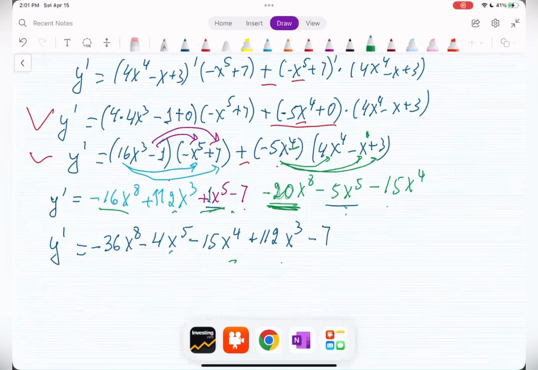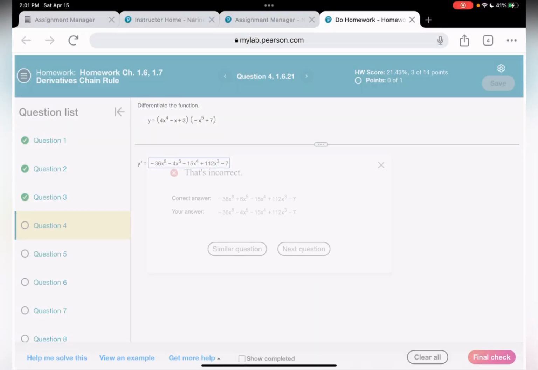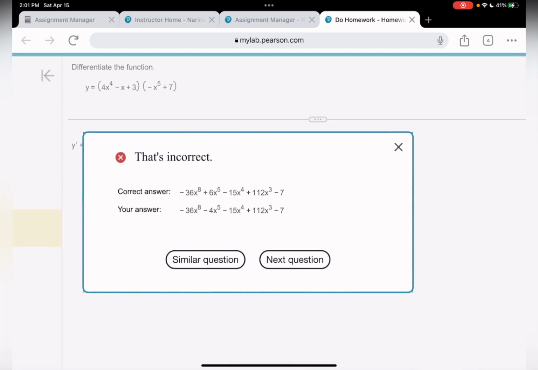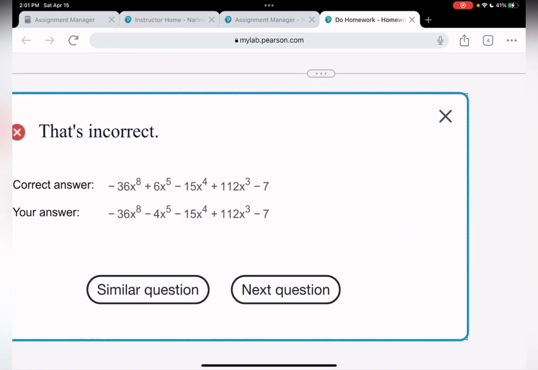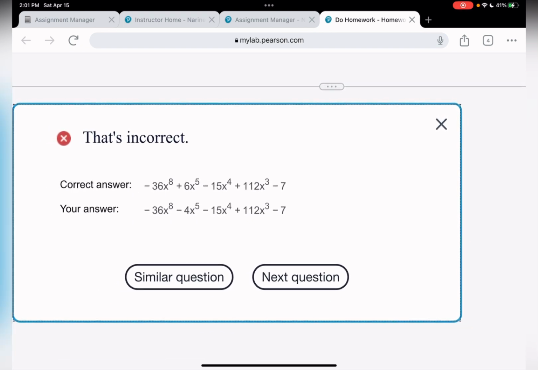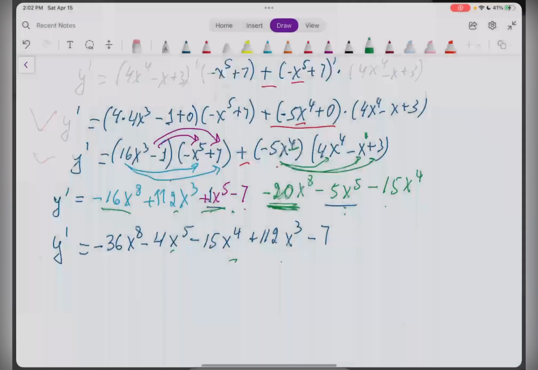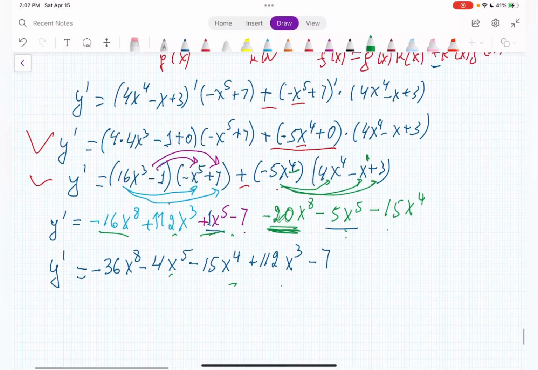Well, I'm not backing off, I want to see what I did wrong, so final check. Okay, let's compare. Instead of negative 4x to 5, it should be 6x to 5. Let's go back and check. So we need to add instead of subtracting. Wow, what a silly mistake, my God.